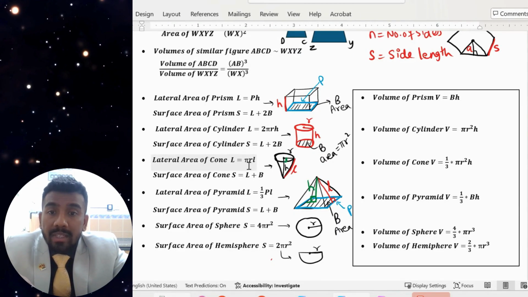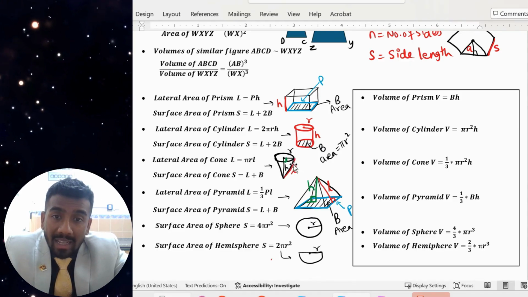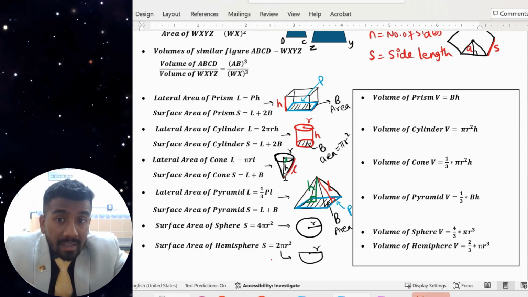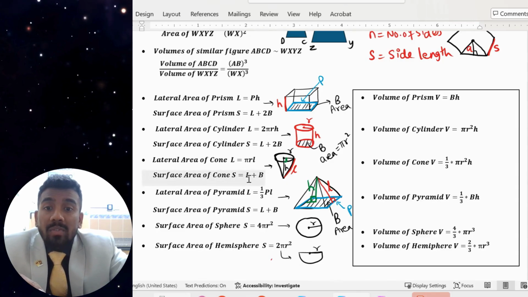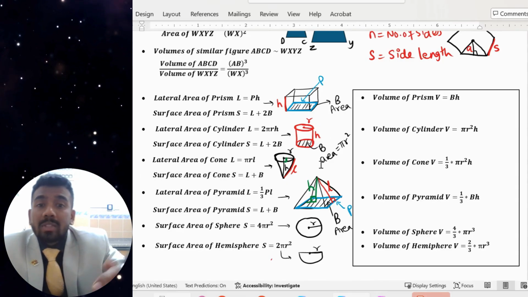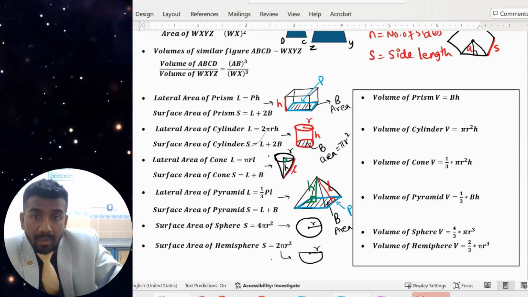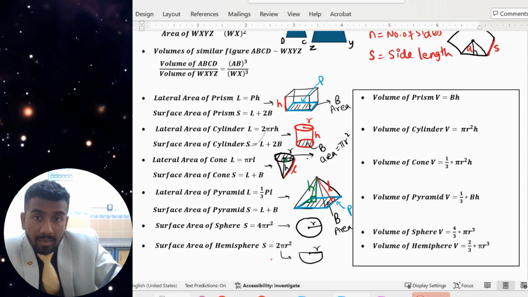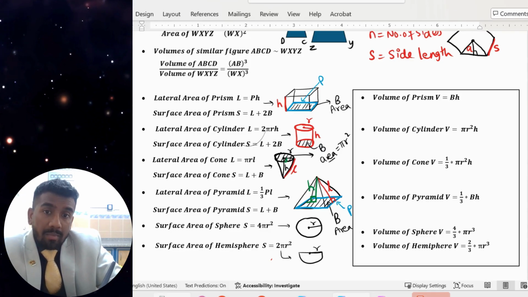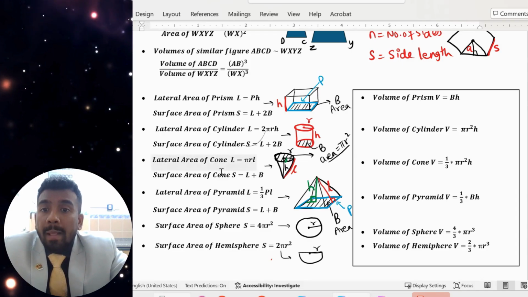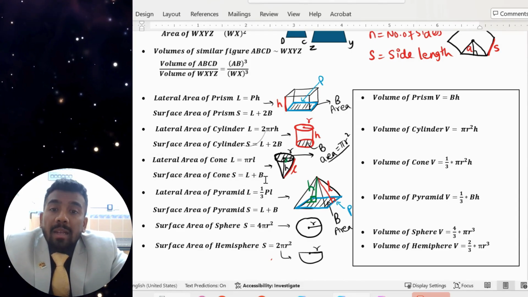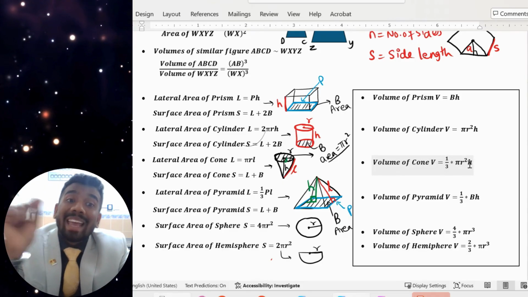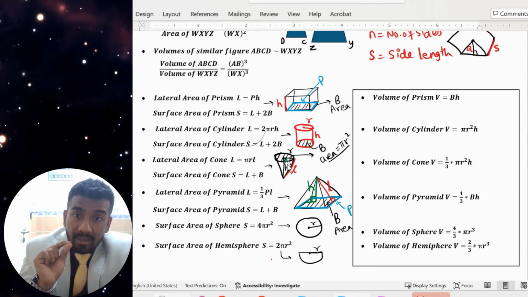For cone, the lateral area is pi r l. What is L? L is the slant height, not the center, the outside height. And what is surface area? L plus B. Again, what is B? B is the same, this one, a circle, pi r square. What is surface area? L plus B, you got it. And its volume is 1 over 3 pi r square h. Here H is the height.